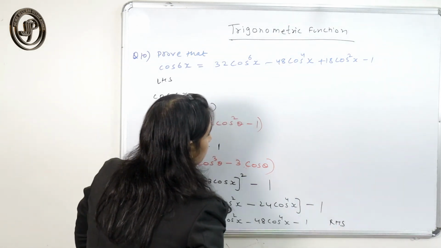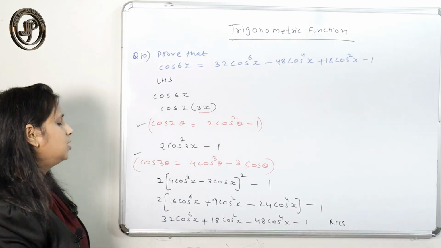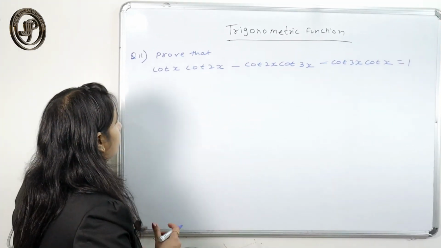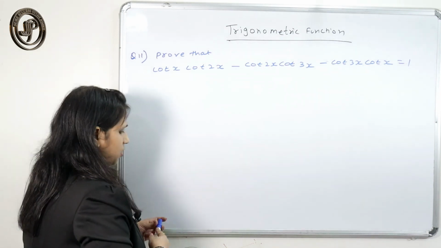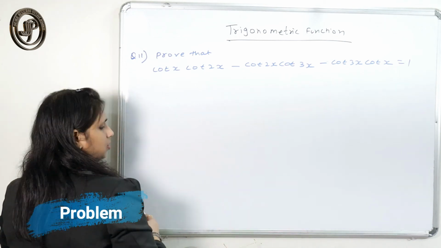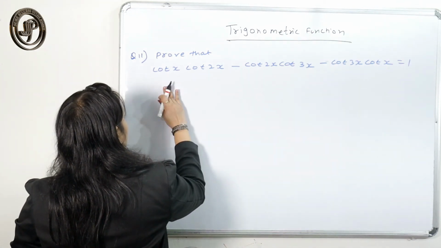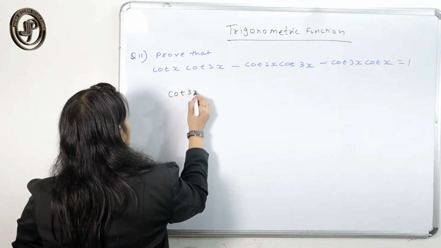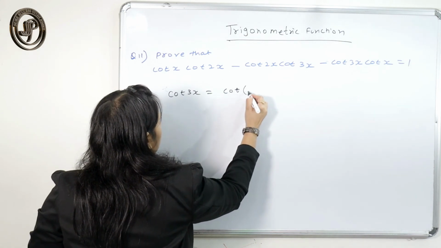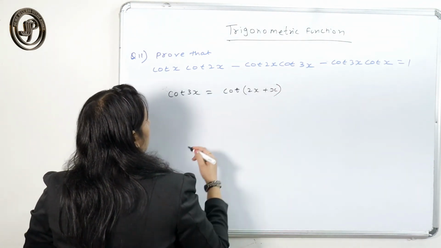So here I used first the formula of cos 2 theta and then cos 3 theta. The same question, a similar type of question in terms of tan, we have done in this episode only. So here I am going to again apply the formula of cot 3x. Cot 3x can be written as cot of 2x plus x. So here I apply the formula.